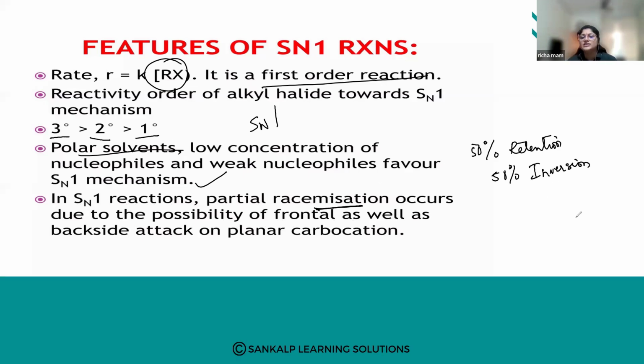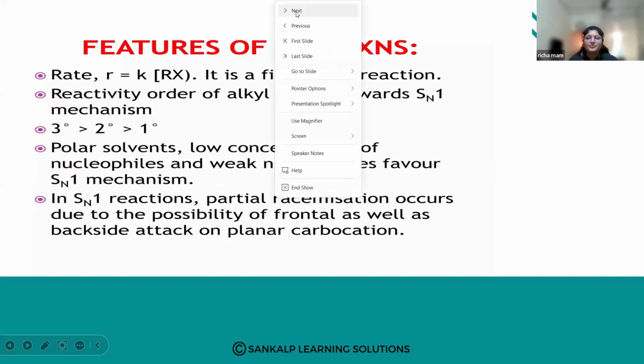The attack can take place from both sides. In the second step, the attack can take place from this side, or it can take place on this side. So that is the possibility. Racemization means the attack can be from the front side as well as from behind. So these are some of the features of the SN1 reaction.